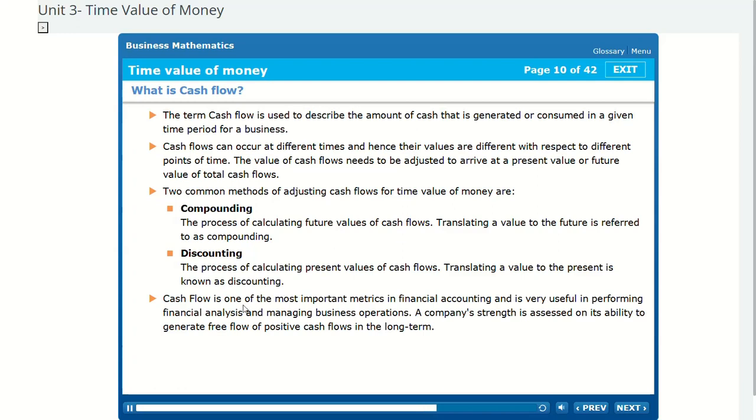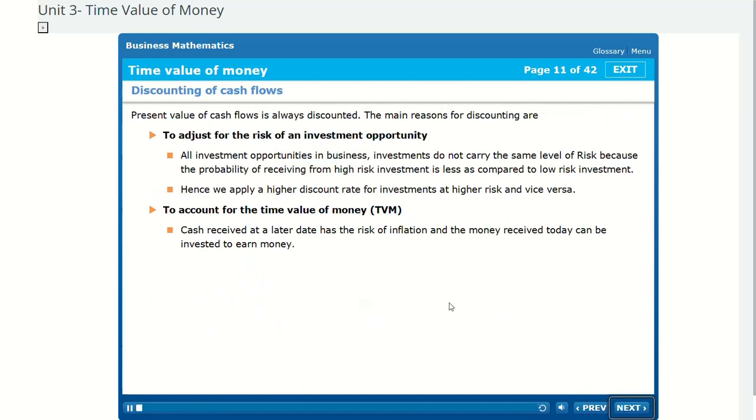Cash flow is one of the most important metrics in financial accounting, and is very useful in performing financial analysis and managing business operations. A company's strength is assessed on its ability to generate a free flow of positive cash flows in the long term. Discounting of cash flows. Present value of cash flows is always discounted.